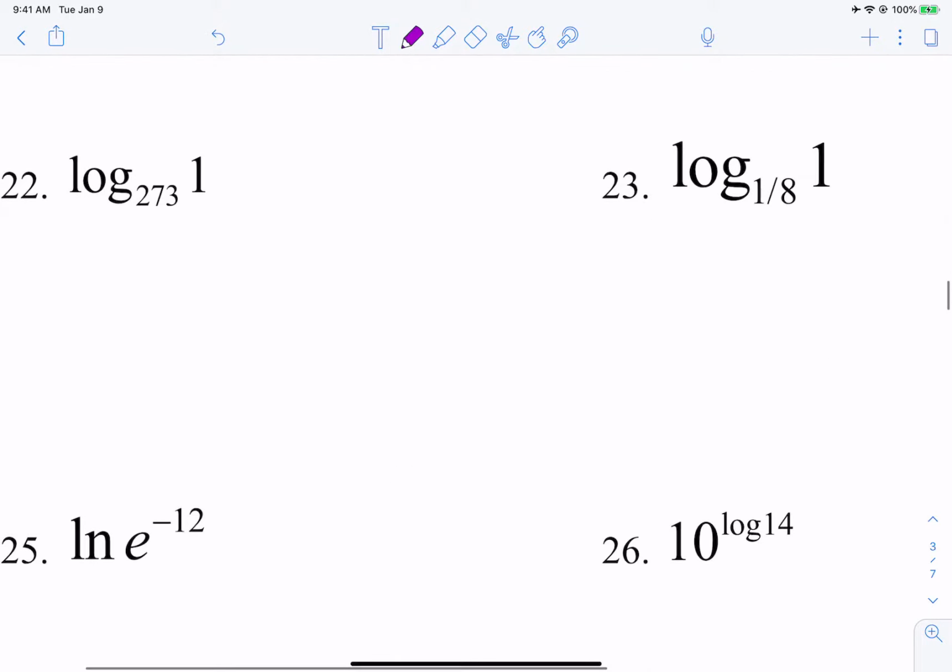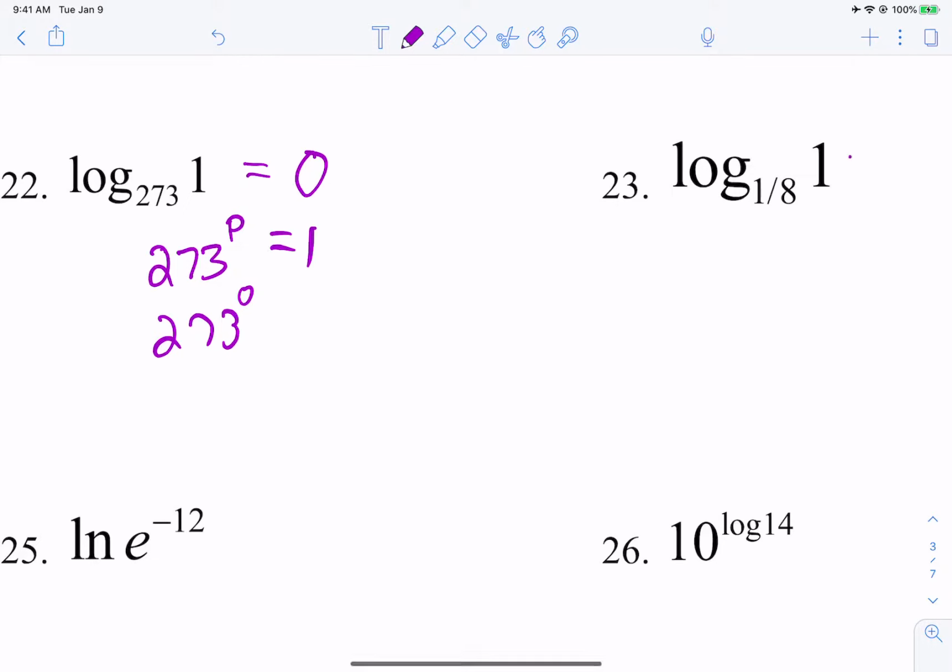Let's take a look at 22 and 23. Both of those are saying, what power do I put on my base to get 1? Well, unless it's a 1, the only way you can put a power on a 273 to get it to be a 1 is if my power is equal to 0. So both of these, no matter what my base is, if there's a 1 sitting there, you had to have a 0.